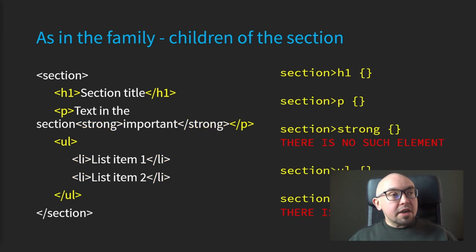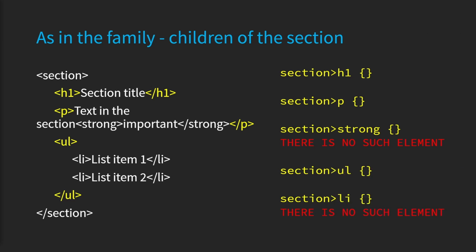Let's check another way to refer not to a descendant but to a child. As you know, you are not a child of your grandfather and great-grandfather, even though you are their descendant. You are only your parents' child. So in CSS, we also have a selector that allows us to refer only to the child of a certain element.